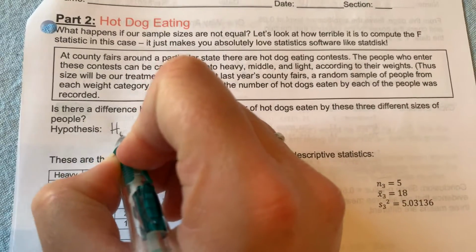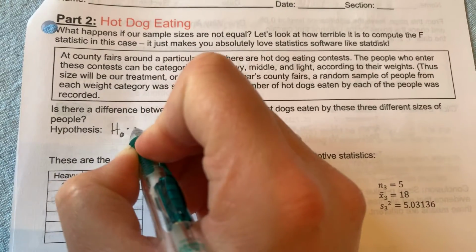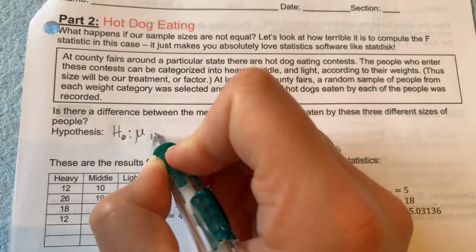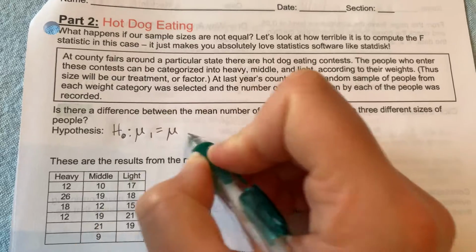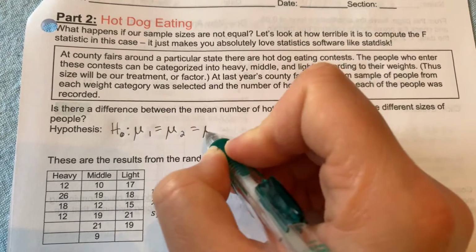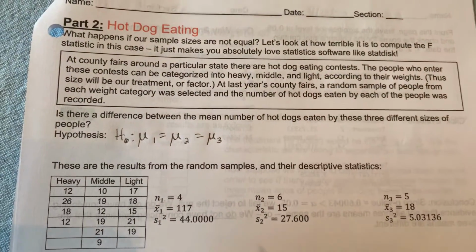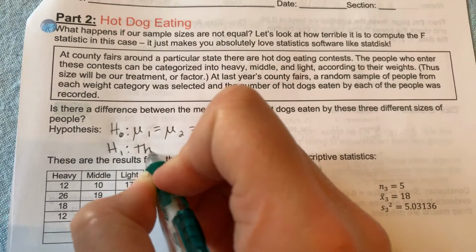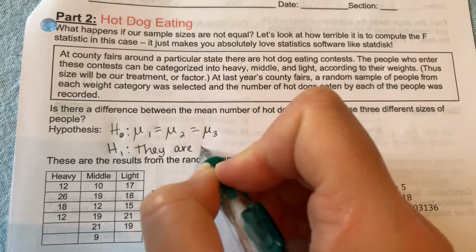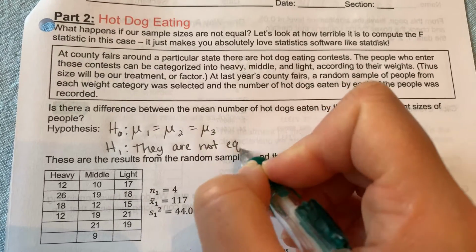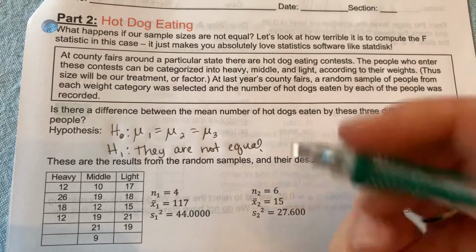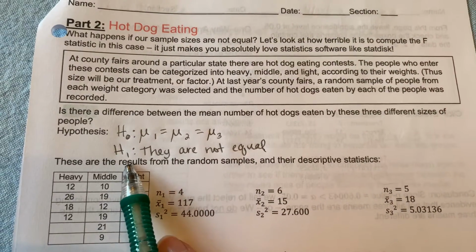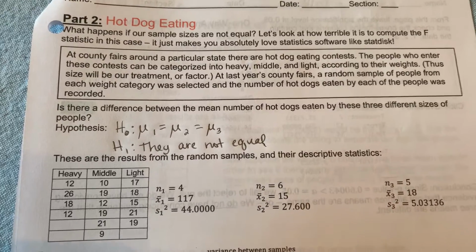So the null hypothesis would be that each of the means are equal. The mean for the heavy people is equal to the mean for the middle people is equal to the mean for the light people. Okay, and then our alternative hypothesis would be that they are not equal. I don't know which one is different or if they're all different, but my alternative is in general just that they are not exactly equal.